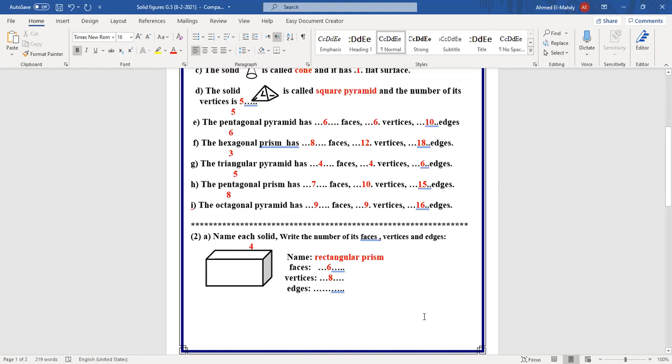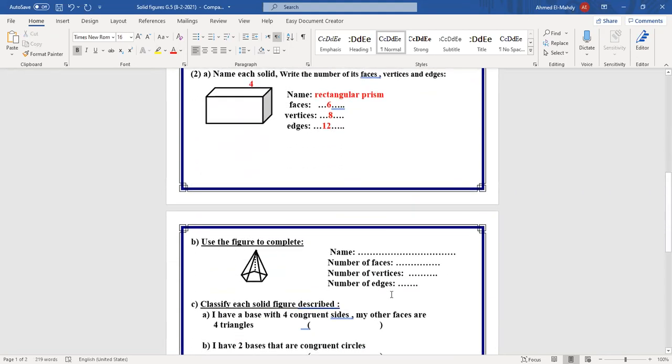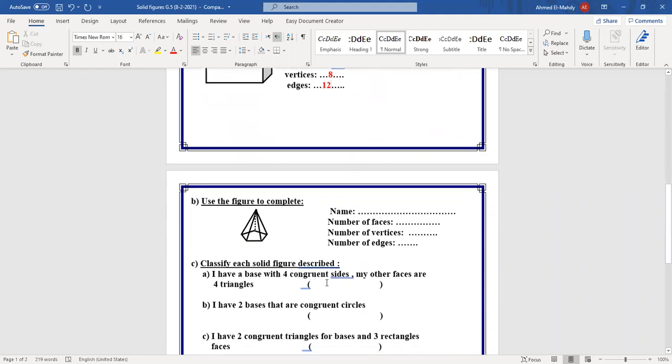Okay, number of edges. Yes, Mamdouh. How can we find the number of edges in this solid? Multiply by 3. 4 multiplied by 3 equals 12. Okay, thank you, Mamdouh.